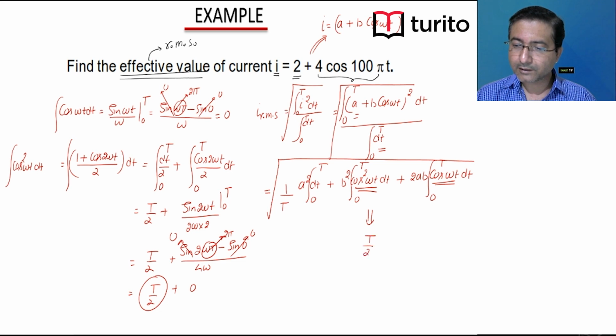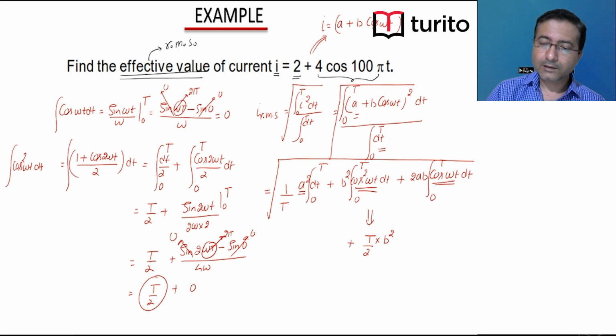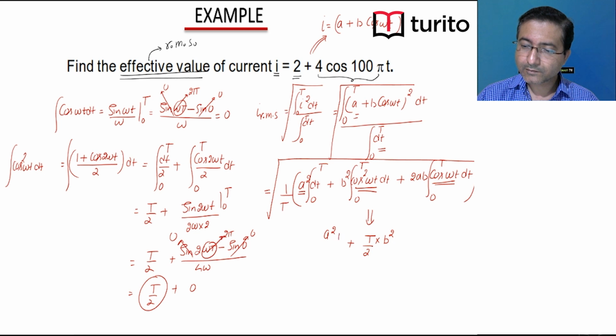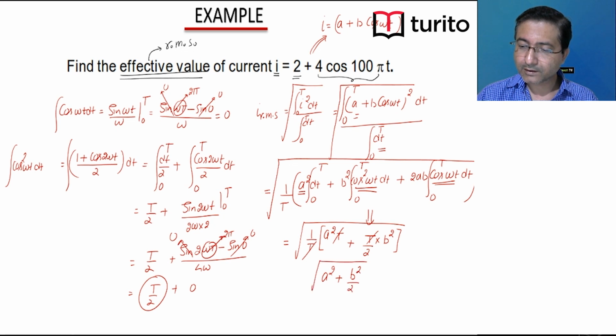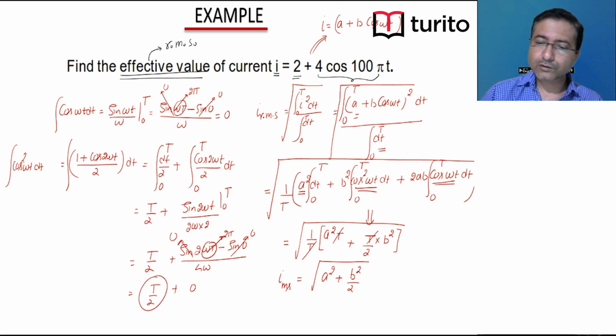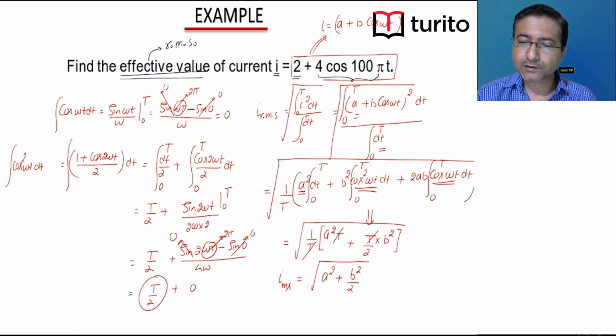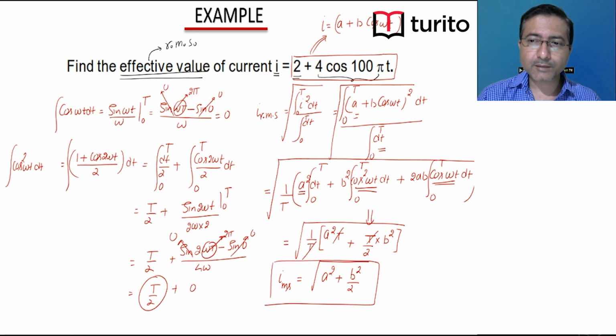Here t by 2 into b square, plus this term, a square t, whole divided by 1 by t. So this t cancels, and then a square plus b square by 2 is left. So this is the RMS value of current. Most of the time you are going to get this type of function. For such a function you need not do this procedure again. If you can remember this formula, a square plus b square by 2.